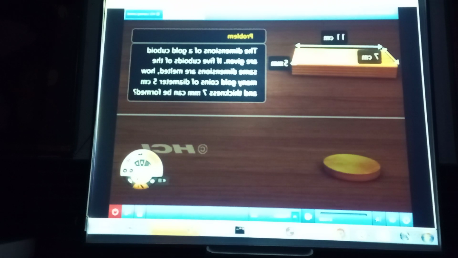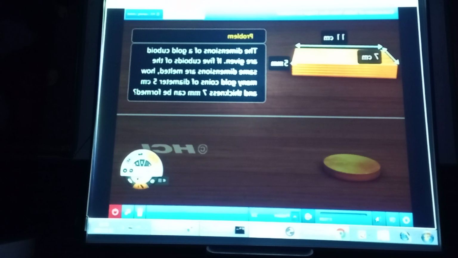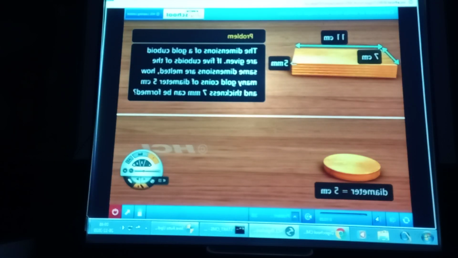The dimensions of a gold cuboid are given. If 5 cuboids of the same dimensions are melted, how many gold coins of diameter 5 centimeters and thickness 7 millimeters can be formed?